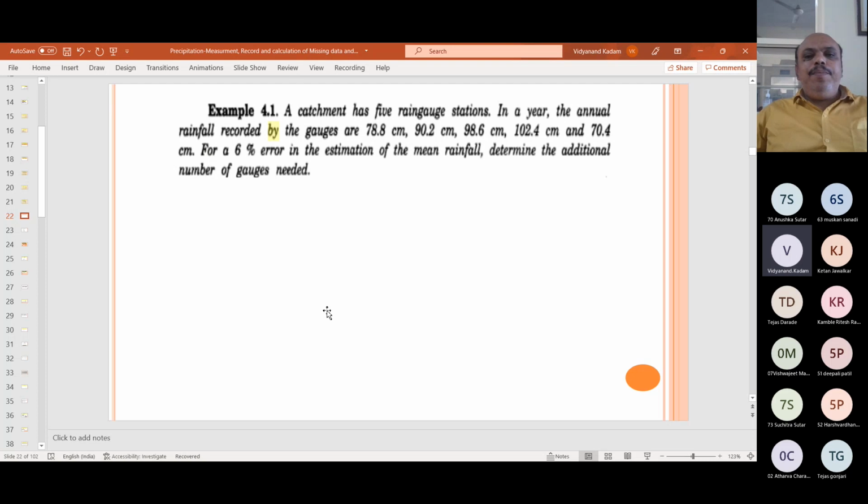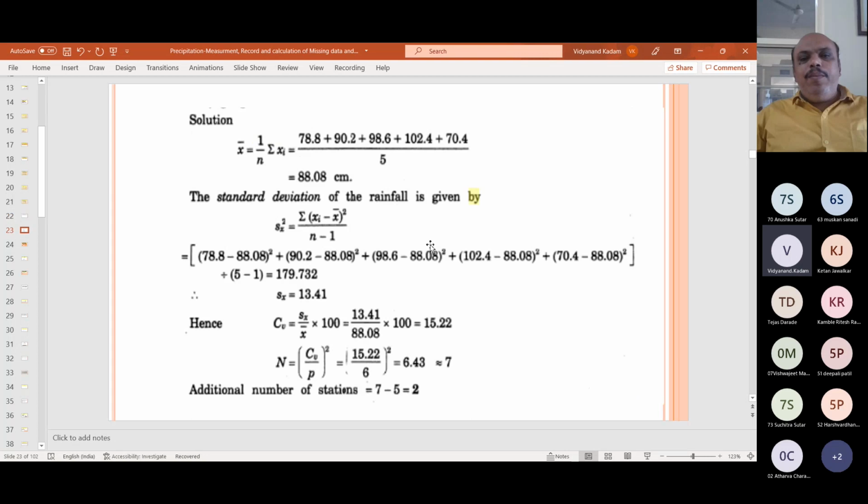In this problem, there is a rain gauge network for a catchment area, and there are 5 rain gauge stations available. For these 5 rain gauge stations, the annual rainfall record is available, which is given here. And we have to find out the optimum number of rain gauges for 6% permissible error. So we have solved this problem in the previous lecture.